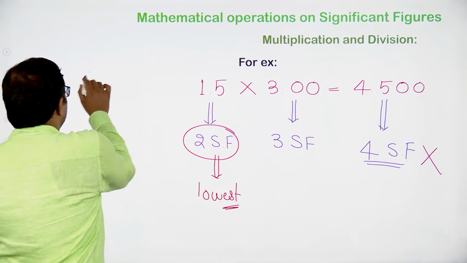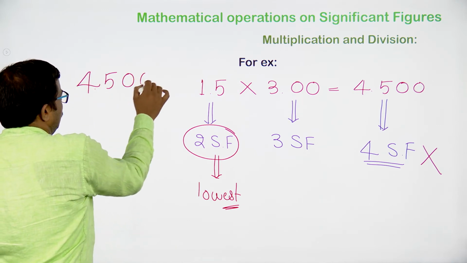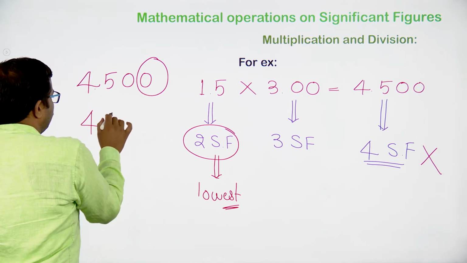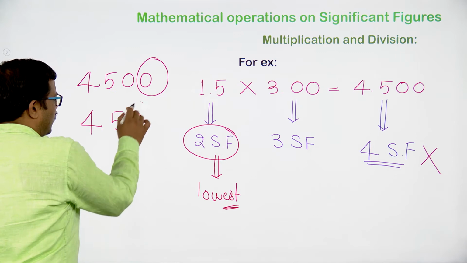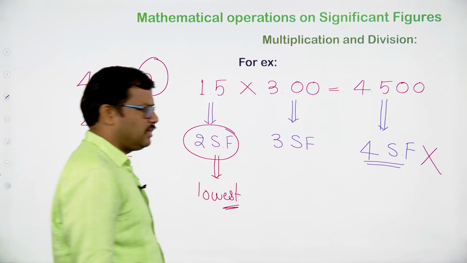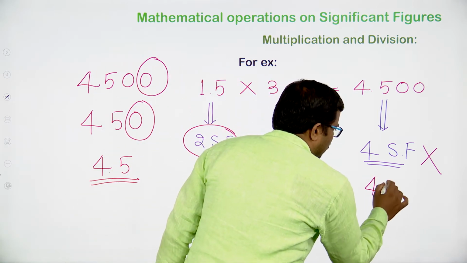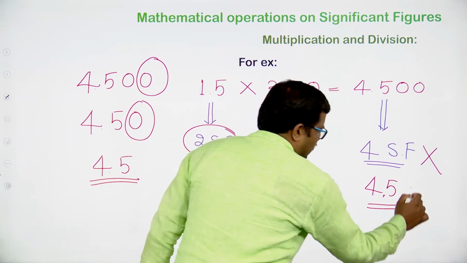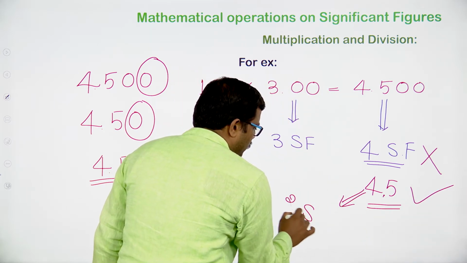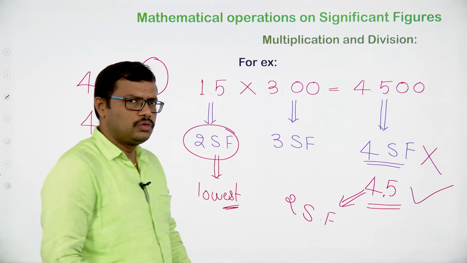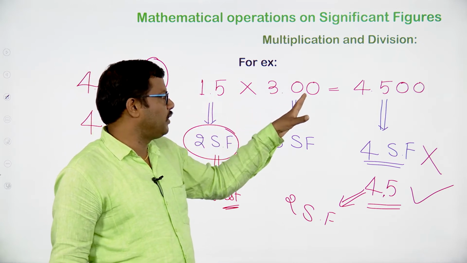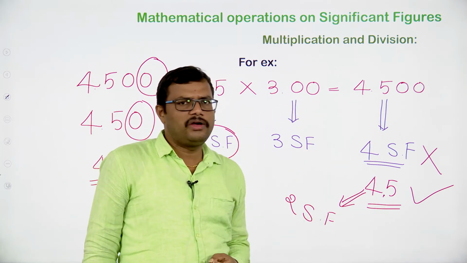In that case, what do I have to do? For 4.500, the last digit I have to remove. It is less than 5, so it can be removed. It becomes 4.50. Here the last 0 also has to be removed, so it becomes 4.5. So 4.5 is the correct way of representing the result, and if you observe, it has 2 significant figures. So the value of 1.5 times 3.00 is 4.5 only.